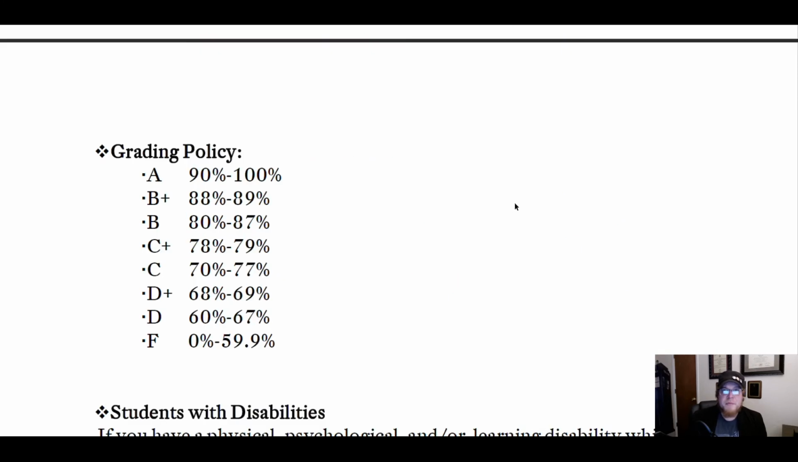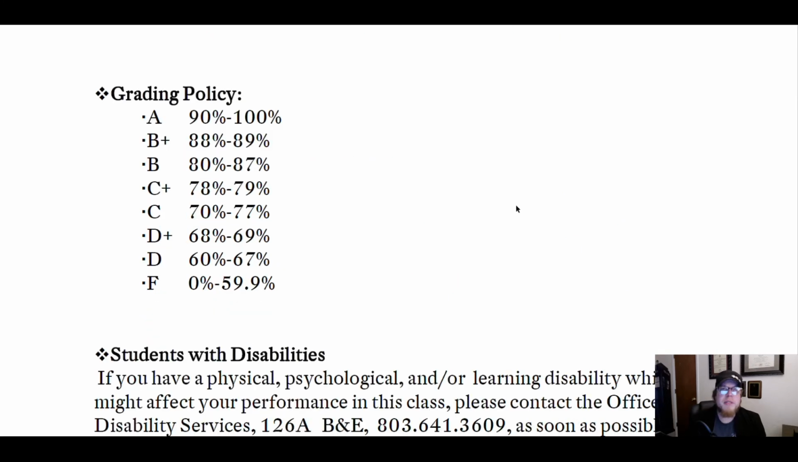Next, grading policy. Nothing particularly remarkable here. Now, let me say this. At the end of the semester, when I'm calculating your final grades, if you have any decimal point of any kind, I round it up to the nearest whole number. So in other words, I know on here it says 59.9 is an F. If for some reason you have a 59.00001, you made a D. Okay? In the final analysis, you did it.